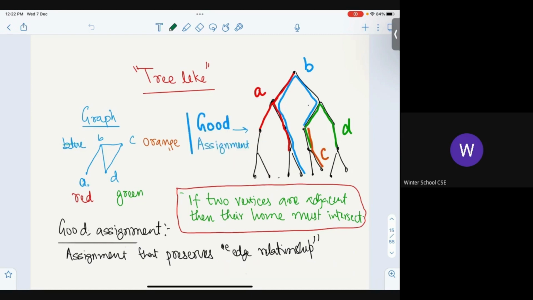But this is a good assignment, you check. I just moved this C and moved it here. Now if you notice, this is a good assignment. For every edge, if you look at the corresponding homes, they intersect. It's a good assignment. So for our tree likeness definition, I will have a graph, I will have a tree, and I will have this good assignment.